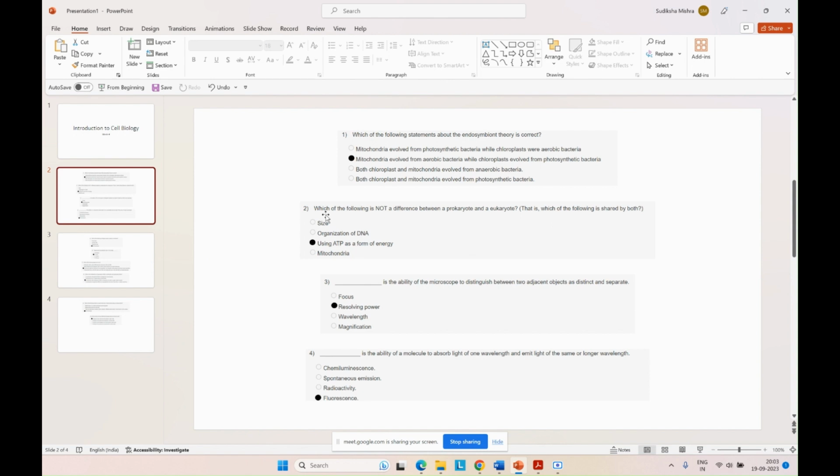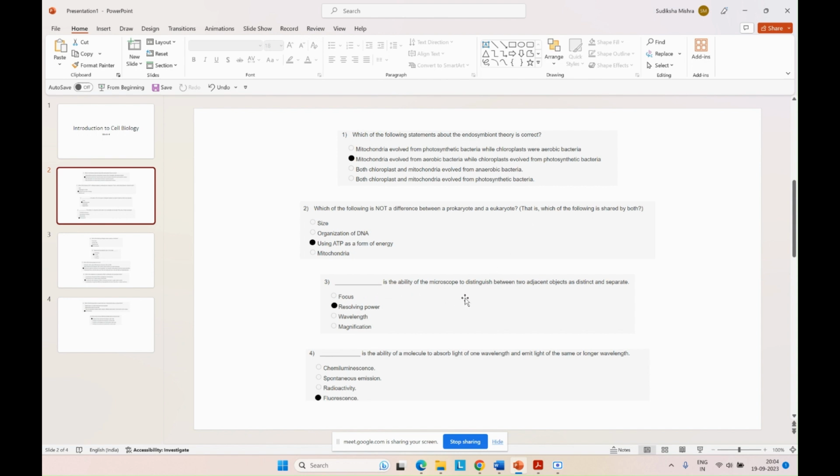Which of the following is not a difference between prokaryote and eukaryote? Size is different. Prokaryotes have a size of 1 to 10 microns, whereas eukaryotes can go up to hundreds of microns. Organization of DNA is again different. Prokaryotes have a nucleoid, whereas eukaryotes have a nuclear membrane bound nucleus. However, both of them use ATP as an energy source. Mitochondria again are not present in prokaryotes, whereas they are present in eukaryotes.